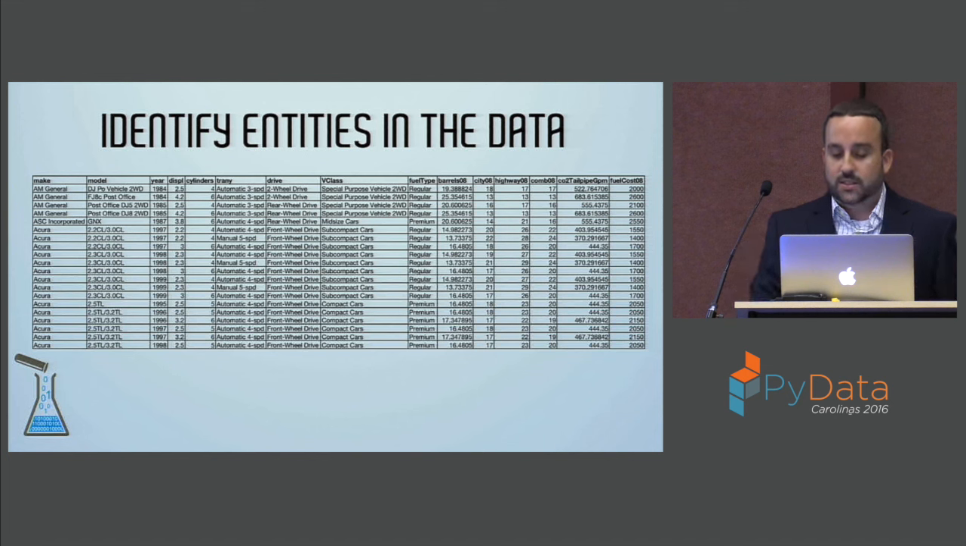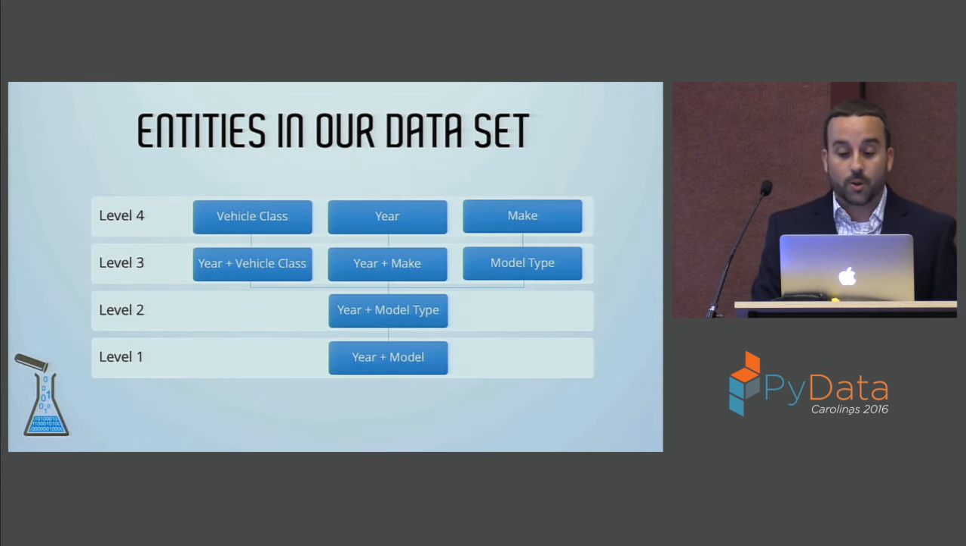And so let's take a look at some examples of entities that are in this particular data set here to kind of try to drive this concept home. So we're starting off at level 1 here, which is the most granular that we have. It's the year and the specific model of the vehicle. At level 2, we can aggregate that up to just the year and the model type, which is a little bit less granular. And from there, we have a few different directions that we can go. We can go the year and the vehicle class, the year and the make, or just strip away the year and just keep the model type. And then at level 4, if we want to continue going, we have just the vehicle classes, the years, or all the makes.